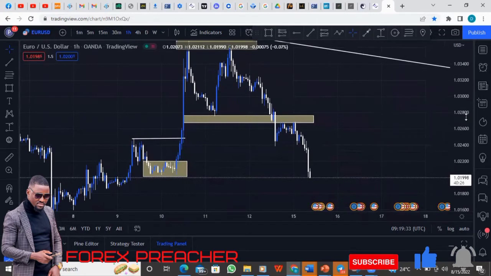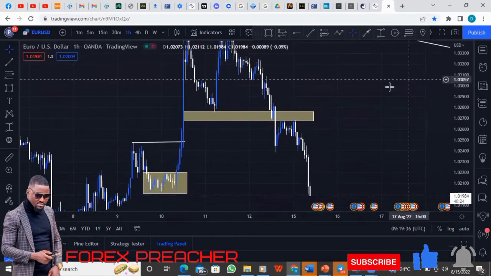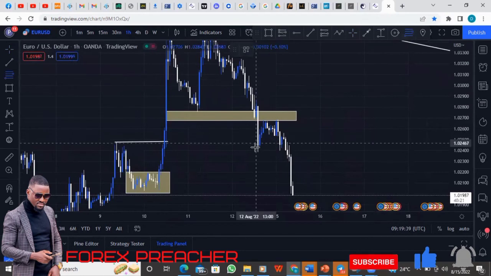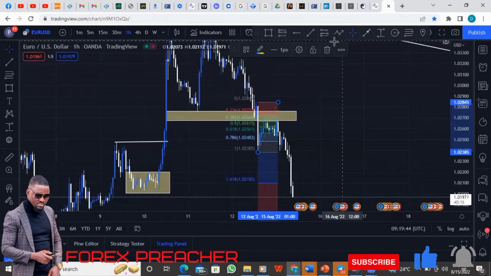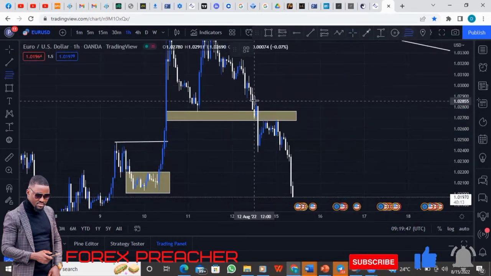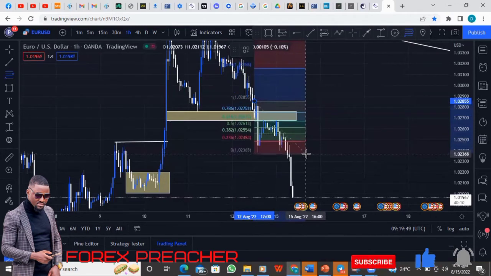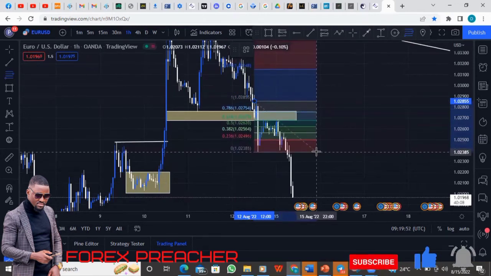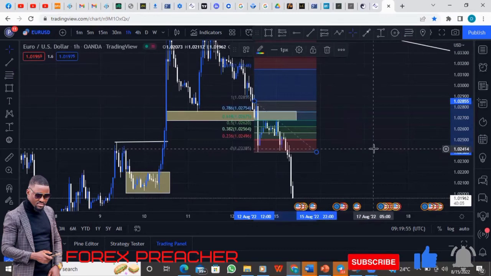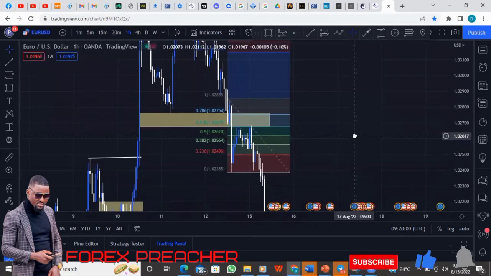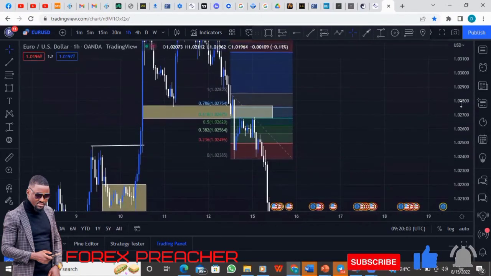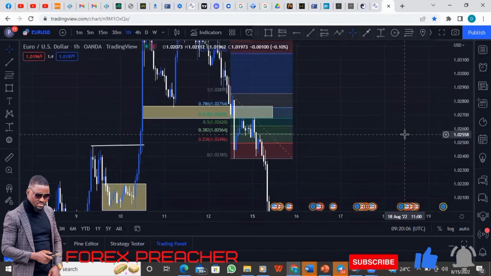So with this, I was able to use my FIB tool, just to get that resistance level where I will be entering the market. When I'm using the FIB tool, my main concentration is on the 50 and then the 61.